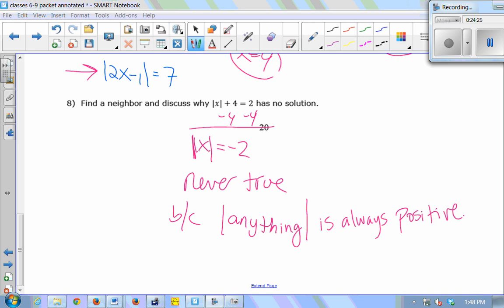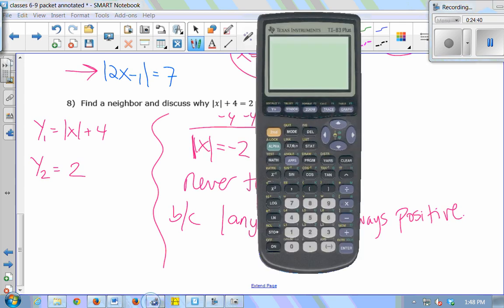Let's take a quick look at the graph. If I wanted to solve this graphically, I would do y1 is absolute value of x plus 4, and y2 is 2, right? And then I would see where they cross. Let's see what happens. You think they will not cross.